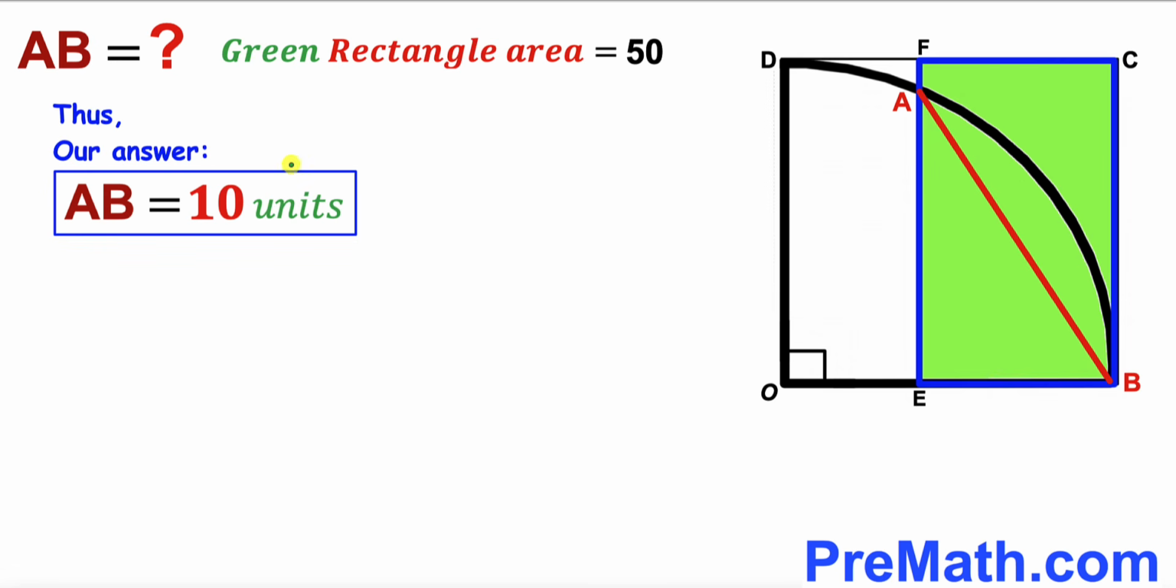So thus, after all the calculations and manipulations, our chord AB length turns out to be 10 units. In other words, this whole chord AB length turns out to be 10 units, and that's our final answer.